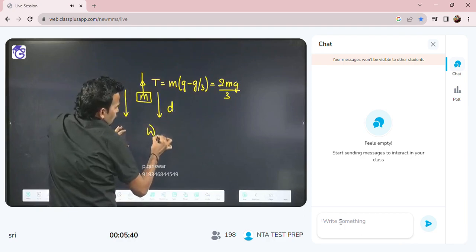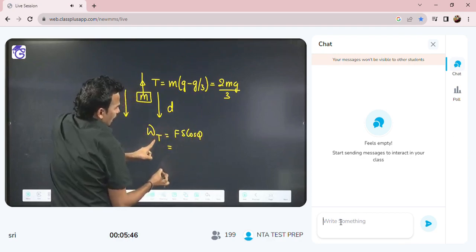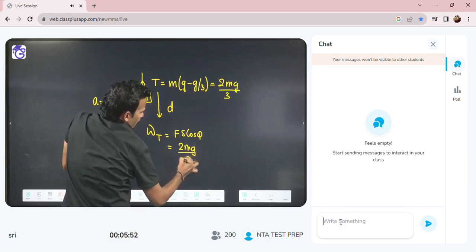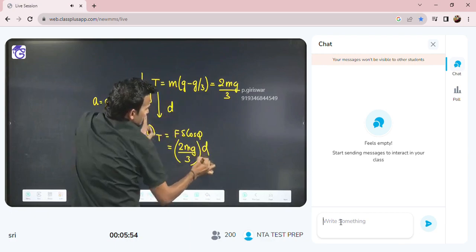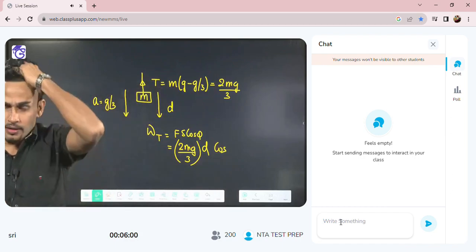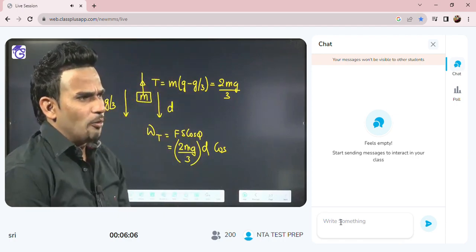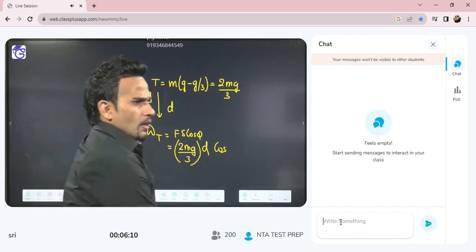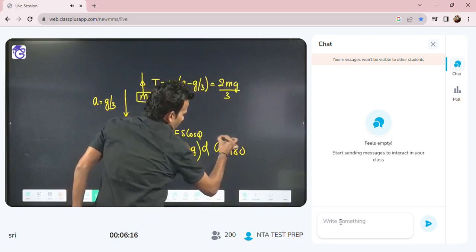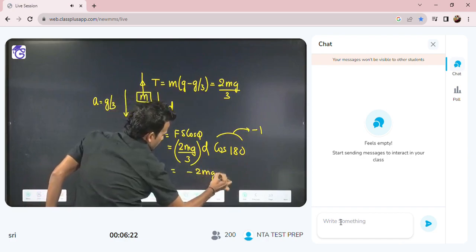So work done by tension is Fs cos theta. You are calculating the work of tension, so you have to see the tension force: 2 mg by 3 into distance D into cos theta. Tell me, how much will theta be, 0 degree or 180 degree? Theta will come 180. At 180, everyone knows cos gives us minus 1. So the final answer will become minus 2 mg D by 3.